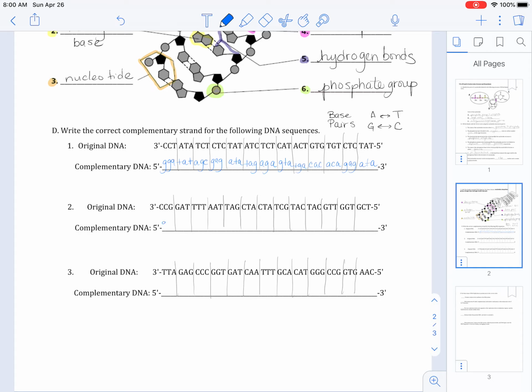So in the next one, we have GGC, CTA, AAA, TTA, ATC, GAT, GAT, AGC, ATG, ATG, CAA, CCA, and lastly, CGA.